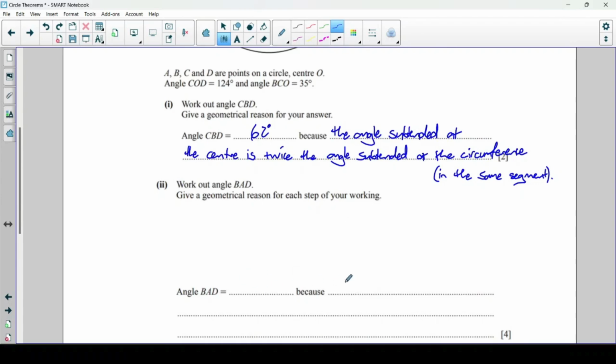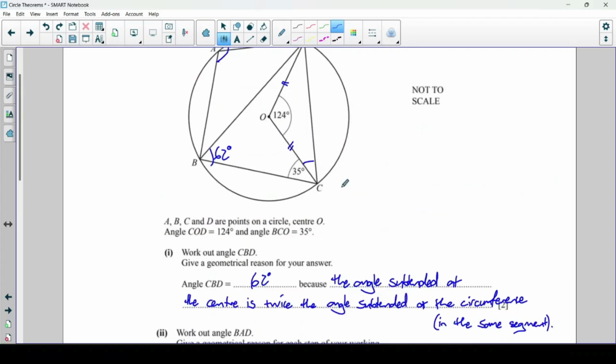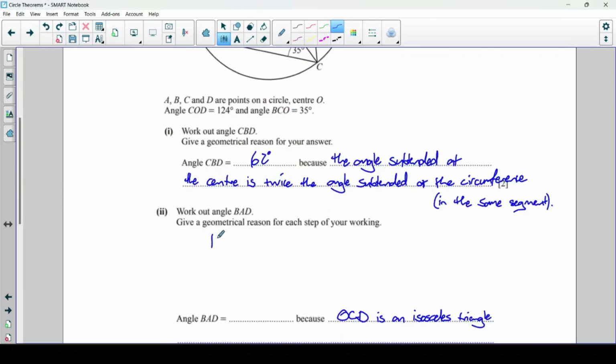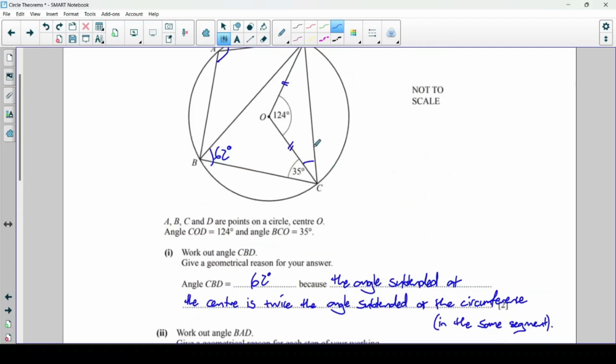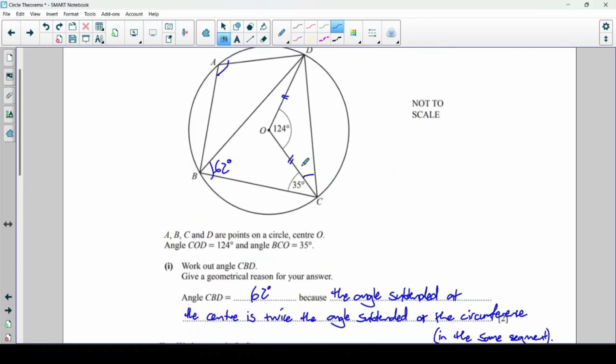I'm not worrying about writing that in yet. First I'm going to write because OCD is an isosceles triangle. Okay. I'm going to do my working out, so I'm going to do 180 take away 124. That's 56, and then divide that by 2. It's 28. So these two angles here, 28 degrees.